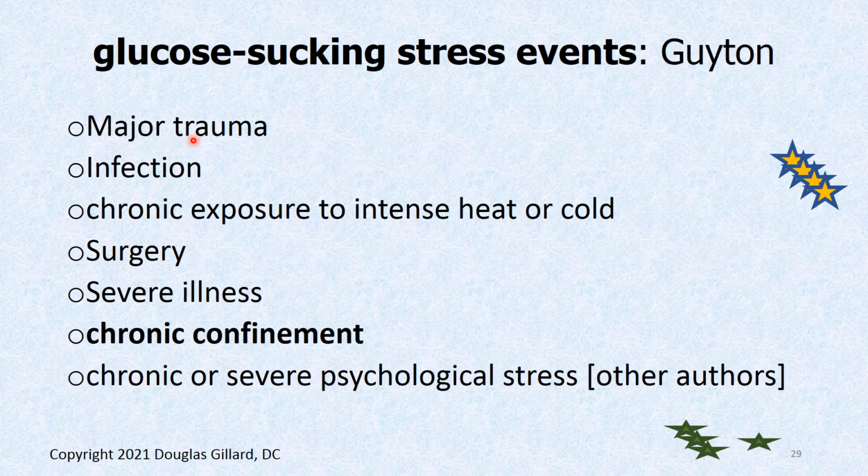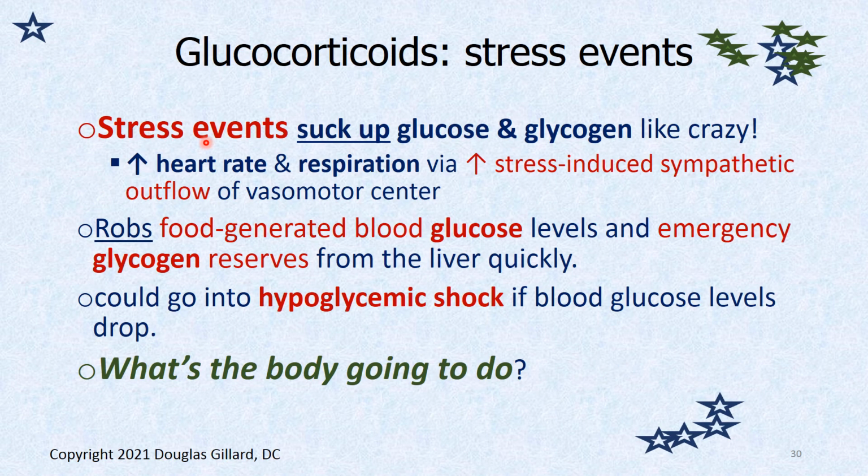Stress events, we talked about them. Major trauma, infection, surgery, illness, chronic confinement, there's a new paper on that. Prisoners can get this. Severe psychological stress, infection, getting COVID-19. Yeah, it sucks the glucose and glycogen up like crazy. How does it do that? Well, many mechanisms, but a big one is if you're stressed out, your heart rate's going to be going and your respiratory rate's going to be going. So your heart is going to burn up more glucose. Your lungs are going to burn up more glucose.